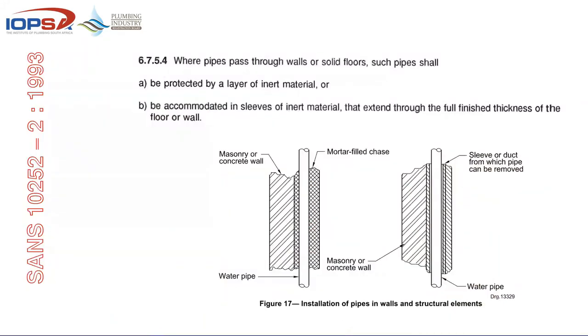They are pretty much part and parcel of what happens if there's no allowance made for that expansion and contraction. So we go straight back to the plumbing standard, or the drainage one and the plumbing one for that matter, where pipes pass through walls or solid floors. They'll be protected with a layer of inert material and be accommodated in sleeves that extend through the full thickness of that wall or floor.